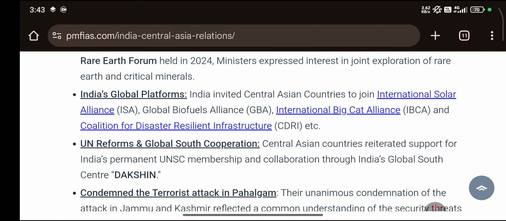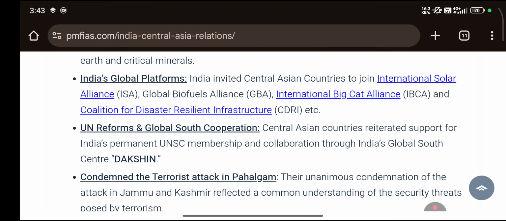Next point is India's global platforms. India invited Central Asia countries to join the International Solar Alliance (ISA), which is headquartered in Gurugram, and which was initiated by India and France itself. Also, they invited Central Asia countries to the Global Biofuel Alliance, International Big Cat Alliance, and Coalition for Disaster Resilient Infrastructure.